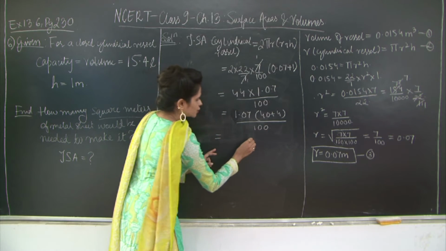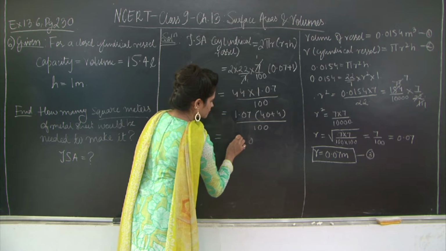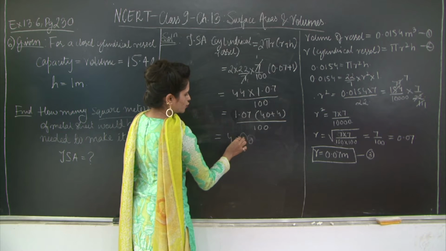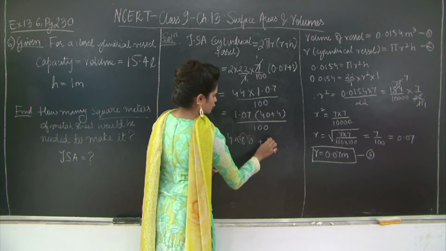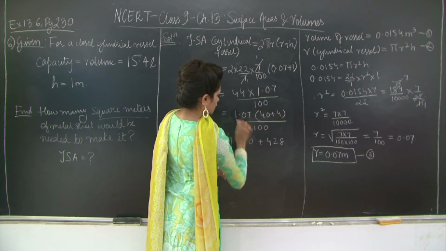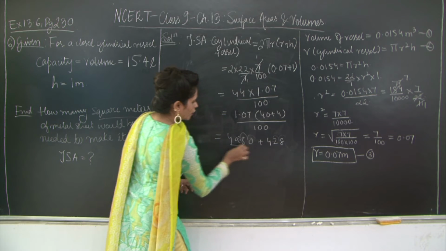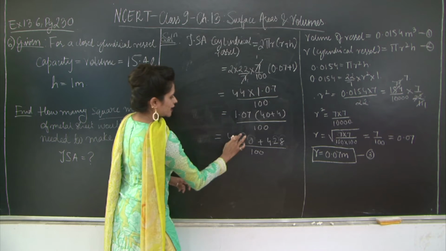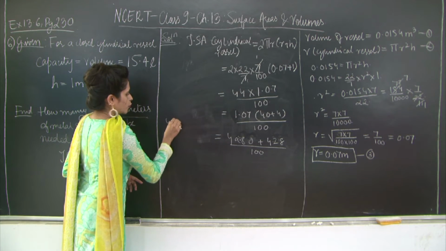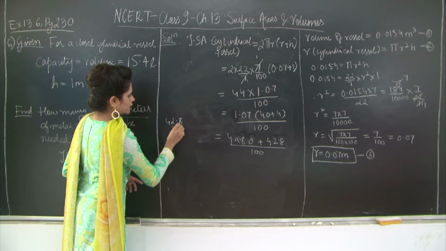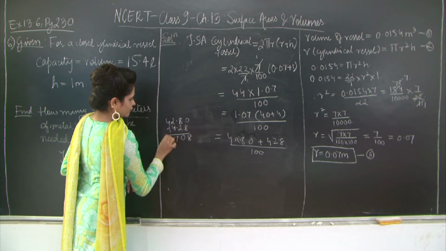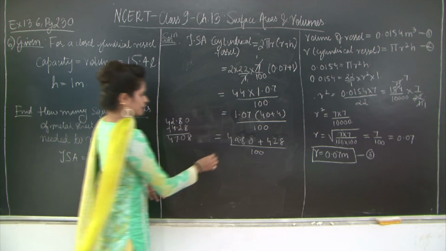So when you do the calculation, you get 0, 4 sevens are 28 and 4 ones are 4. How many decimal places? 1, 2. So 42.8 plus 4.28, and how many decimal places? 1, 2 upon 100. So what do we have? We have 42.8 and 4.28. Let's add this, 42.8 and 4.28. You get 47.08 divided by 100.